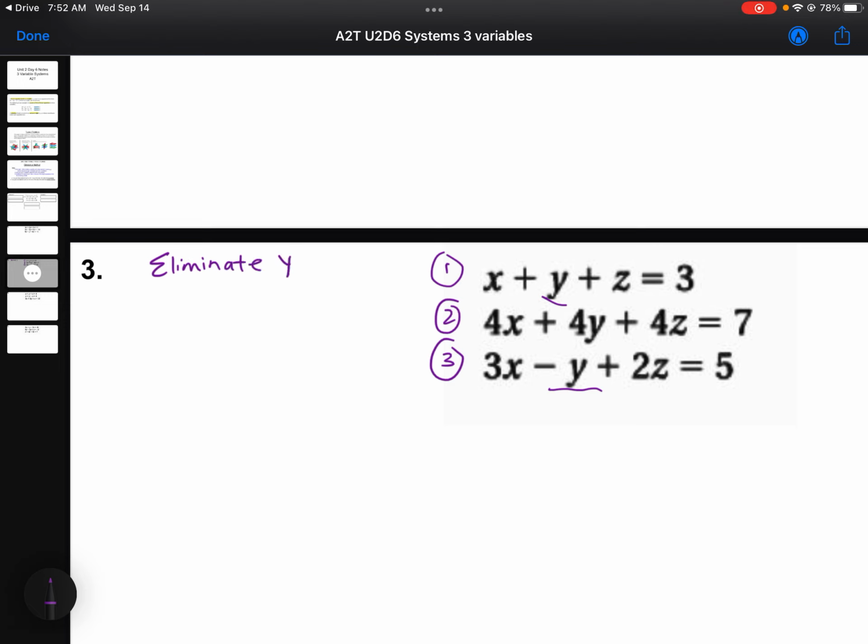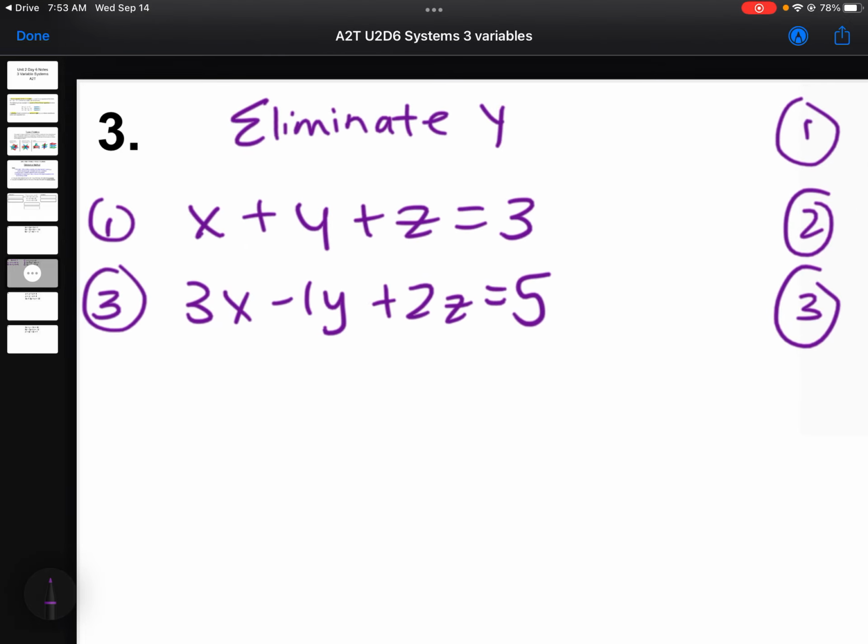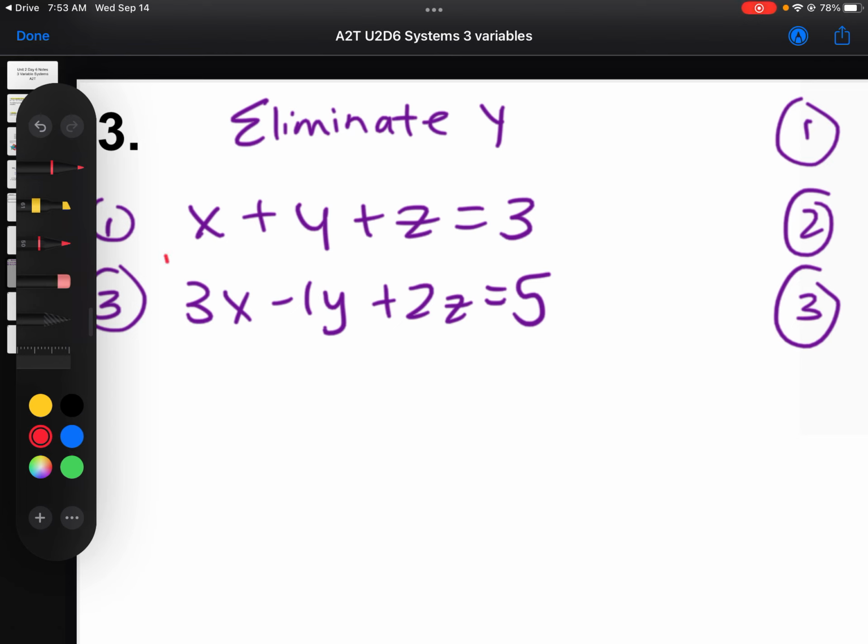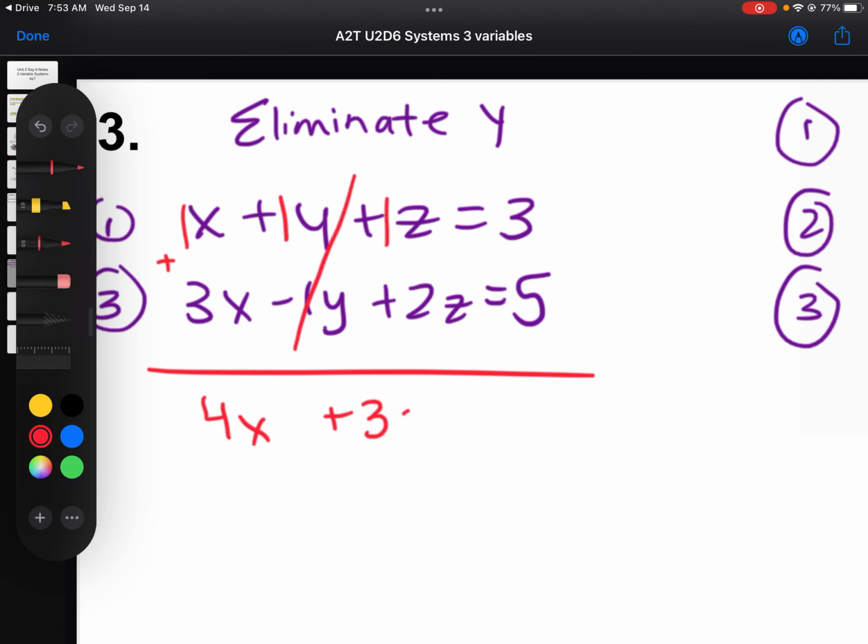And I'm going to start with equation 1 and 3, because I don't have any modifications to do to these formulas. They're already ready. So I'm just rewriting the equations. And now I can go ahead and add them. When I add them, I get 1x plus 3x is 4x. 1y plus negative 1y is 0. 1z plus 2z is 3z equals 3 plus 5 is 8. I'm going to call this equation A.